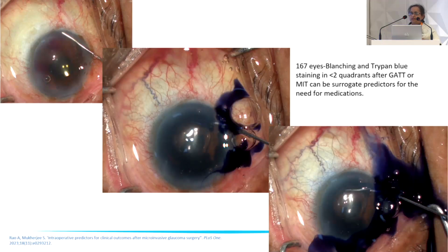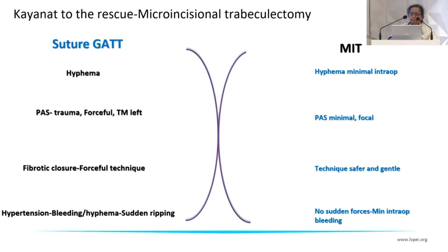Unlike the other procedures where you are gouging and pushing an instrument beneath the TM, here you are not touching the trabecular meshwork save for only the ends which you have delineated by the cuts. You can do blanching or you can put trypan blue to evaluate whether your procedure is effective. We did a study to find out whether this can be useful. We found that if you have more than 2 quadrants of blanching and trypan blue staining, you can be assured at least this patient will be controlled without medications or may not require too much medications.